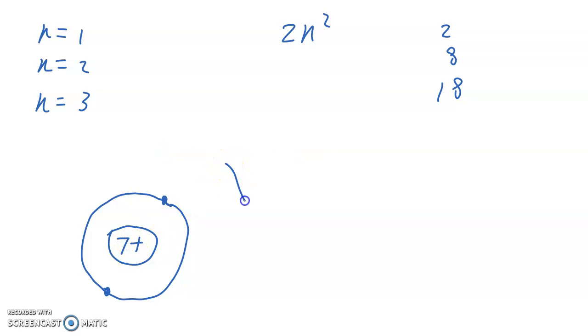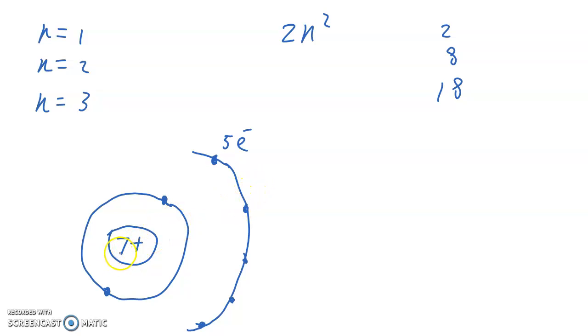So what will be the second layer? The second layer will have 5 electrons. How do I know that? Because you need to add up to 7. With 7 positive inside, there must be 7 negative outside. So I have 5 of these electrons outside here.